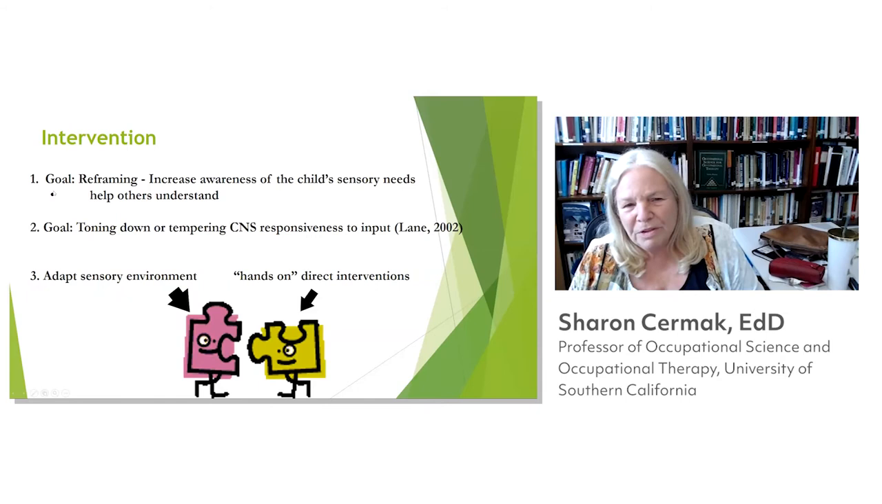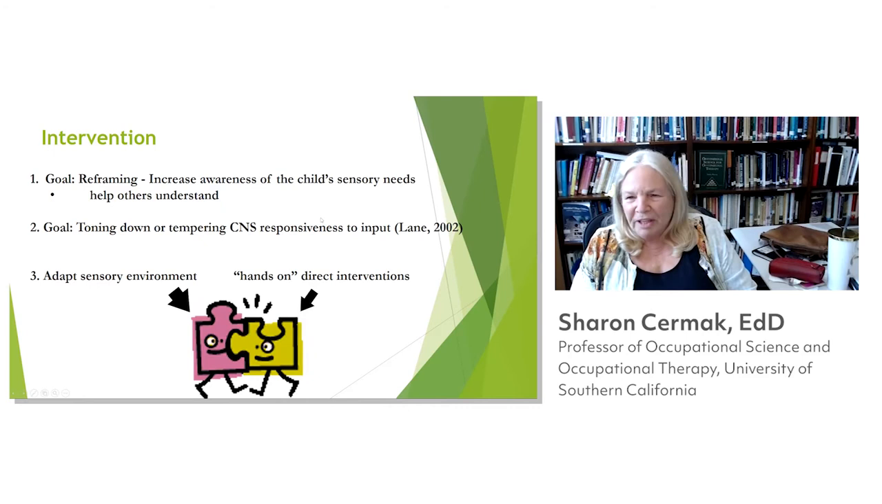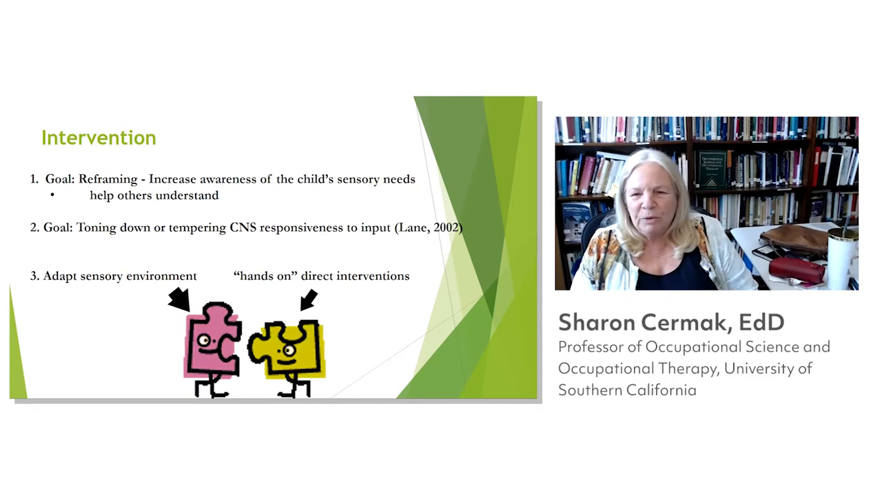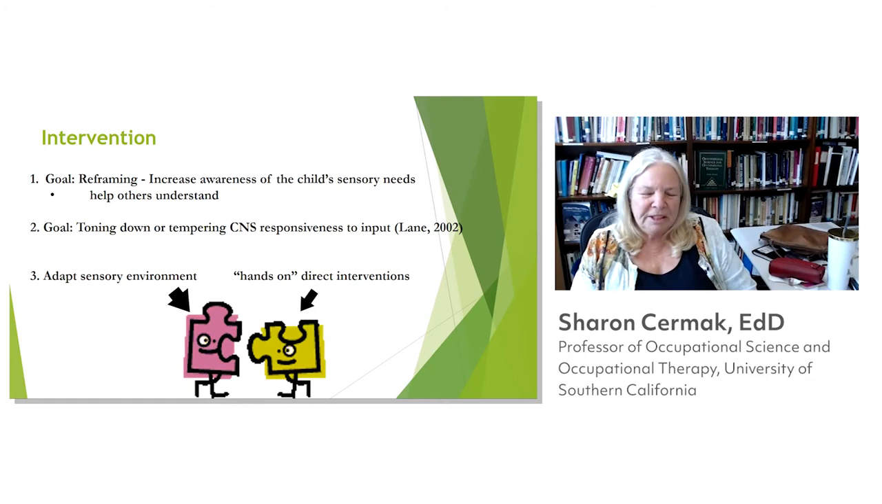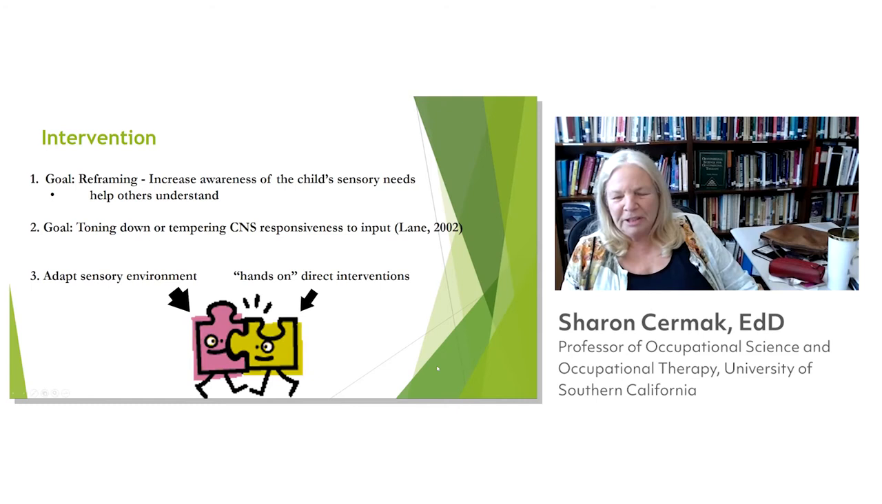So the goals of intervention are reframing, increasing individuals' awareness of the child's sensory needs and helping others to understand, toning down or tempering the central nervous system's responsiveness to sensory input so that the child isn't so distressed. And here we're talking about both adapting the sensory environment and hands-on direct intervention that might be helpful for the child to help him better process sensory information.